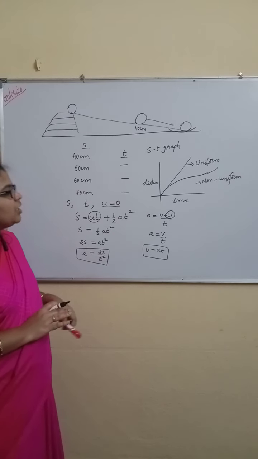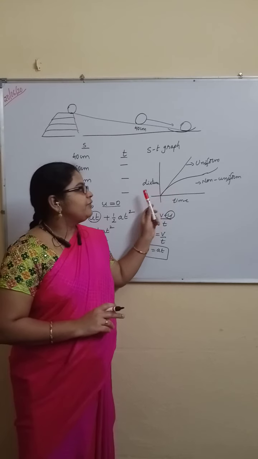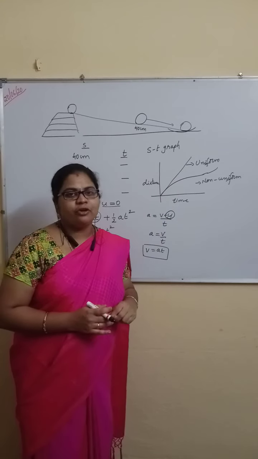If the graph is a straight line, then the motion is uniform motion. If it is a curved one, it is non-uniform motion.